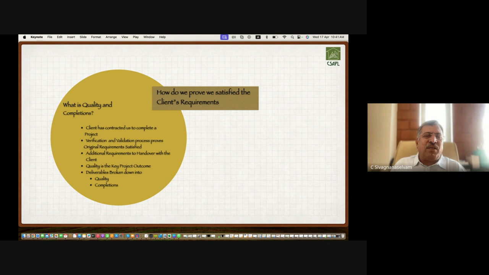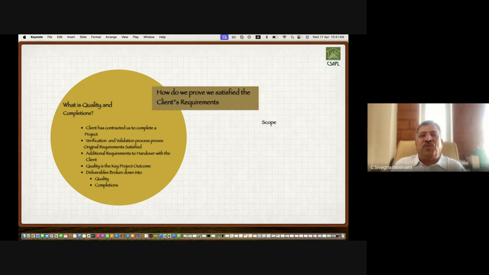Quality is the key project outcome, whichever be the project. Appointing a project management consultant or a project manager is for only two reasons: to get a quality output, the desired quality output. Quality varies from person to person, that is client to client and project to project, but the desired quality needs to be delivered. Deliverable is broken into two things. That is, quality is one thing, and completion on time. That, in fact, we discussed earlier also.